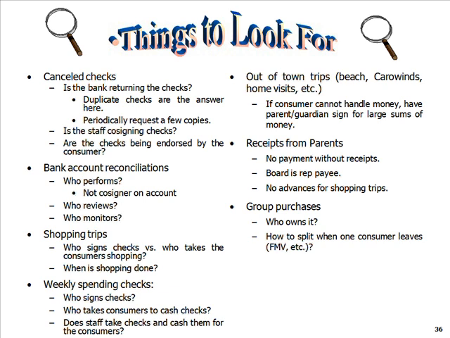Out-of-town trips. Beach, Carowinds, home visits, etc. If a consumer cannot handle money, have parent guardian sign for large sums of money. Receipts from parents. Do not make any payments to parents if they do not have receipts. The provider is representative payee, which means that we are responsible to Social Security for how funds are spent. Therefore, the provider should not be giving parents advances for shopping trips.